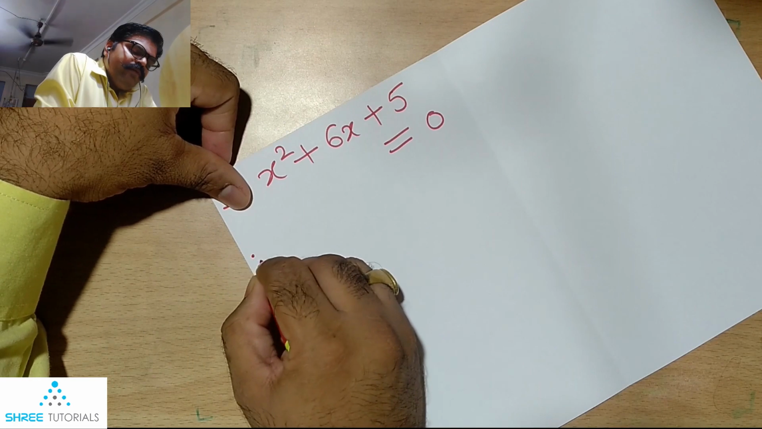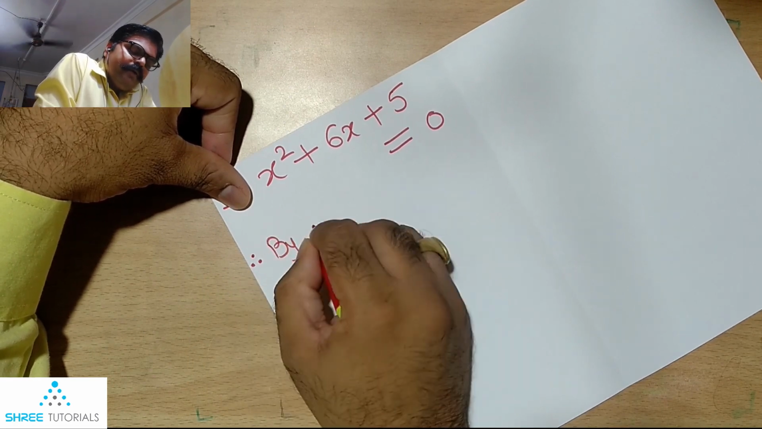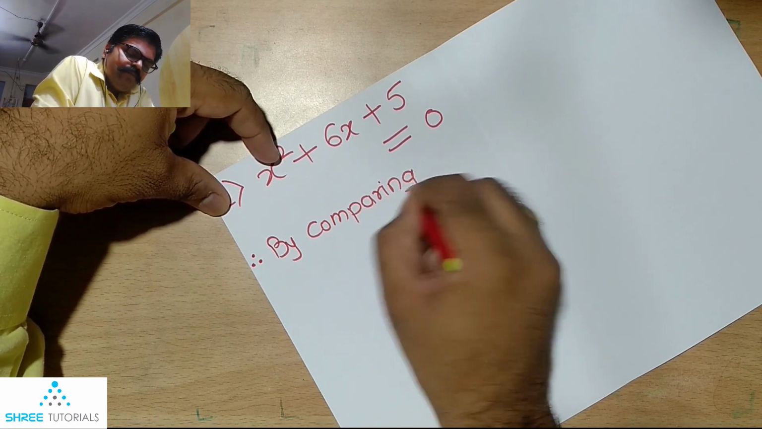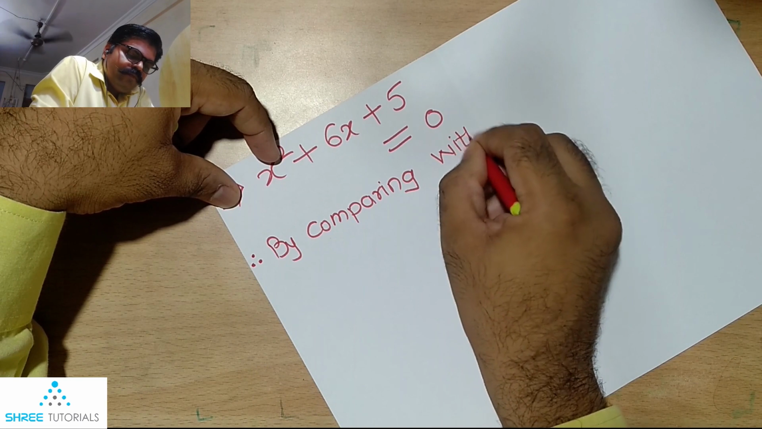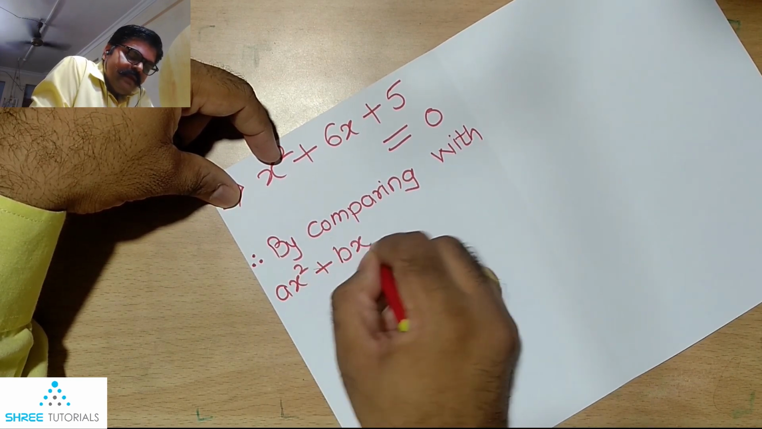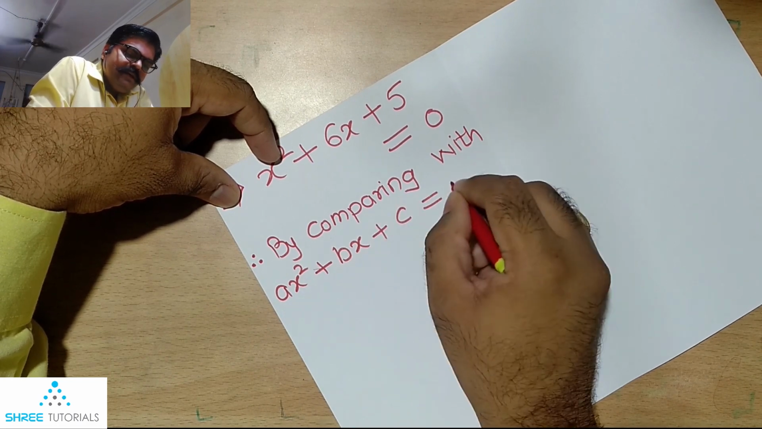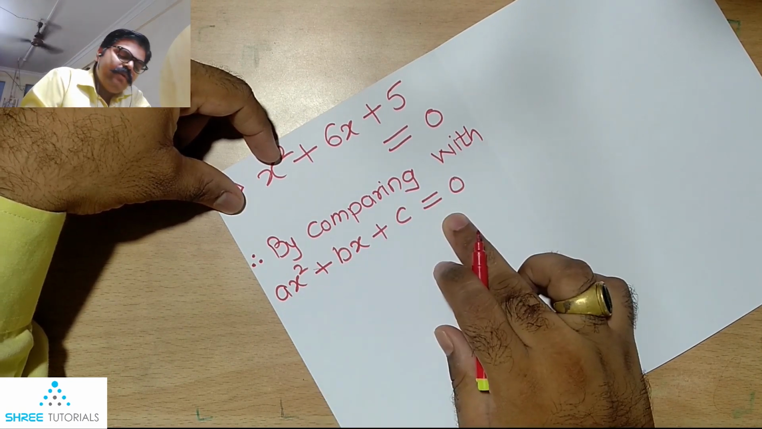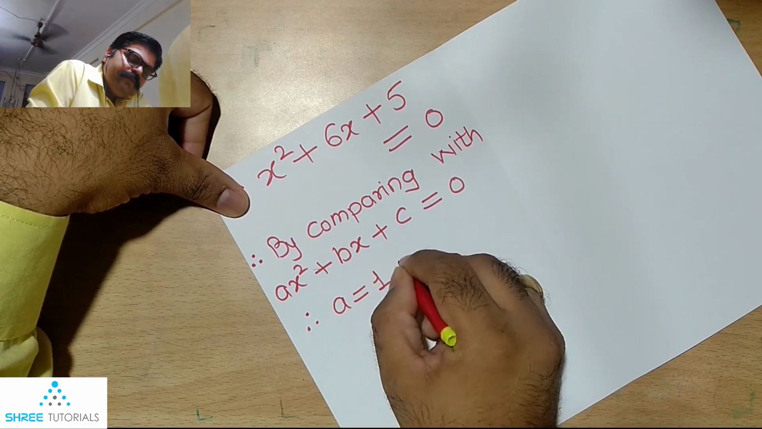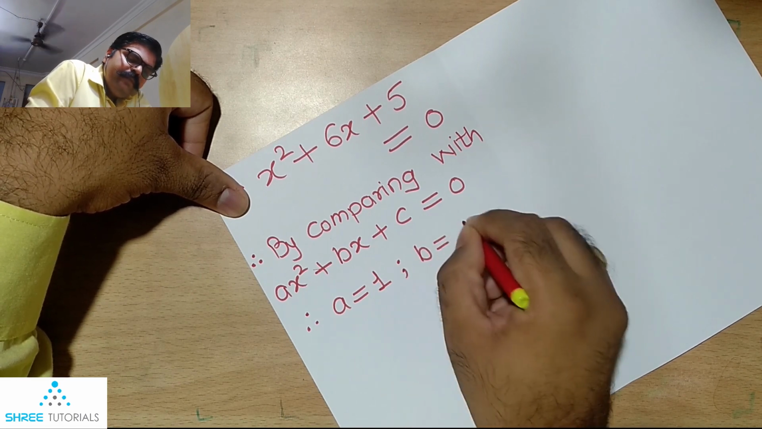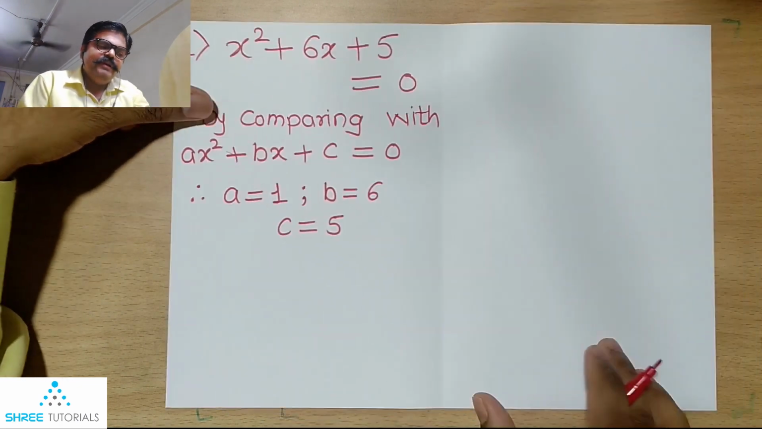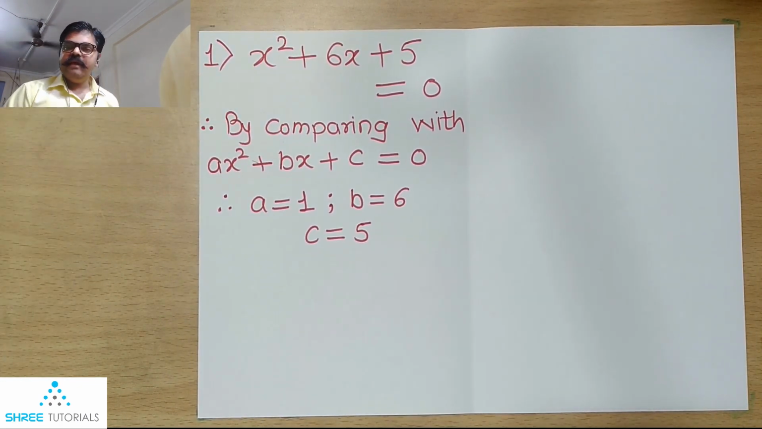Therefore we will write, by comparing with ax square plus bx plus c is equal to 0. This is the general formula. Therefore a will be equal to 1, b will be equal to 6, whereas c will be equal to 5. These three constant values we have got so far.